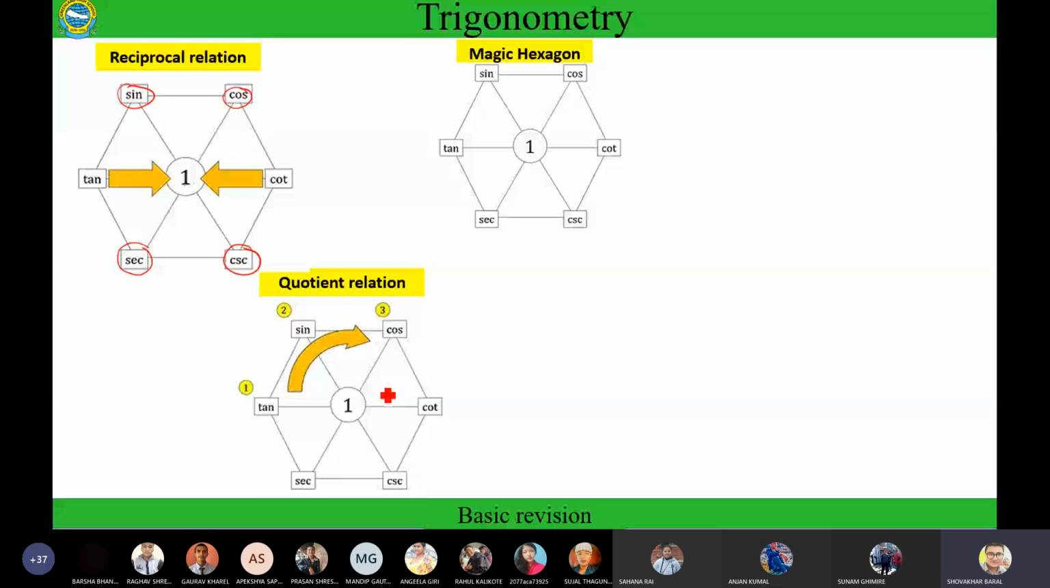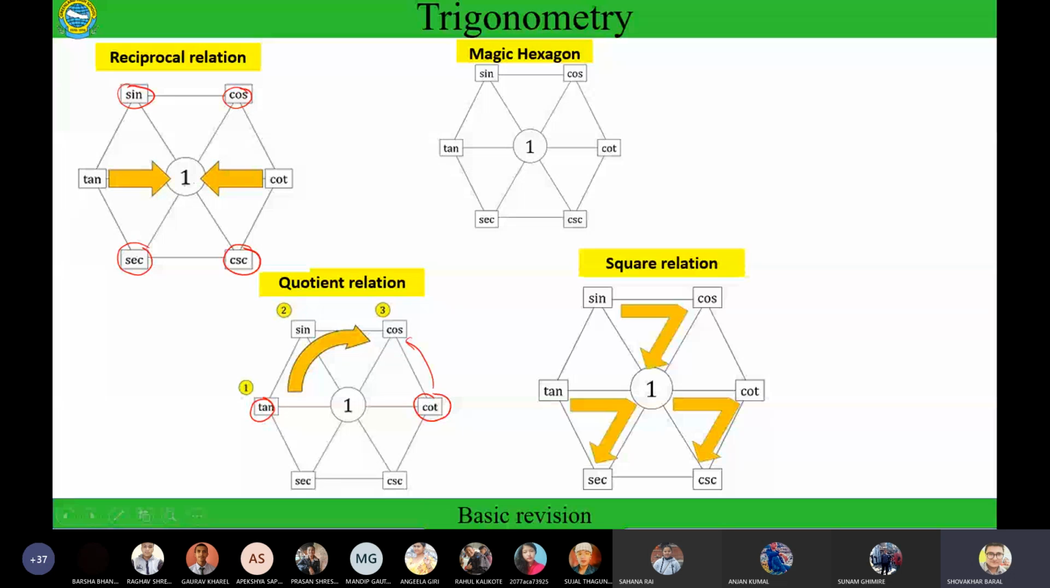Quotient relation हेरौँ. For quotient relation, tan theta equals to sin theta upon cos theta, कसरी जाने? Tan is equals to sin theta upon cos theta. नजिकको छिमेकी अपन परको छिमेकी. Cot theta is equals to cos theta upon sin theta. उल्टो जाने यसरी, cos theta upon sin theta. Tan theta is equals to sin theta upon cos theta. This is quotient relation. Next one, square relation.